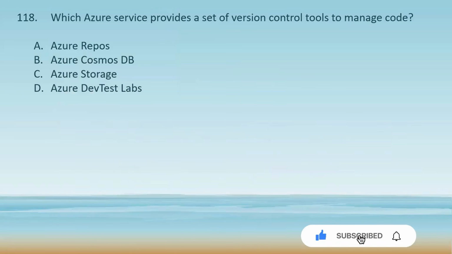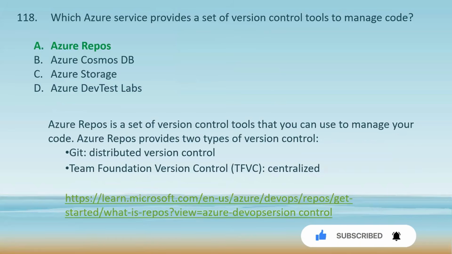Question number 118. Which Azure service provides a set of version control tools to manage code? Your options are Azure Repos, Azure Cosmos DB, Azure Storage, Azure DevTest Labs. And the correct answer is option A, Azure Repos.